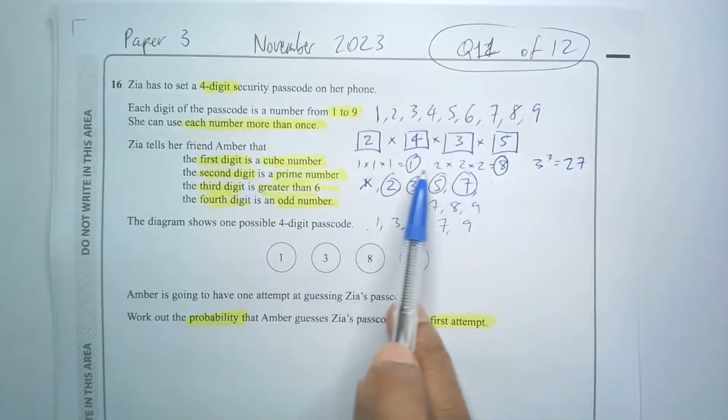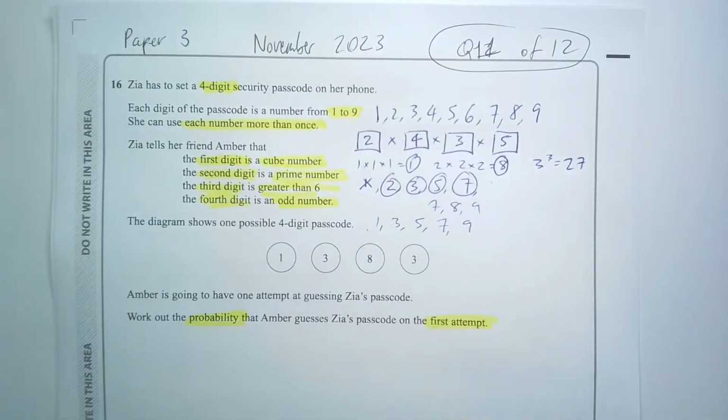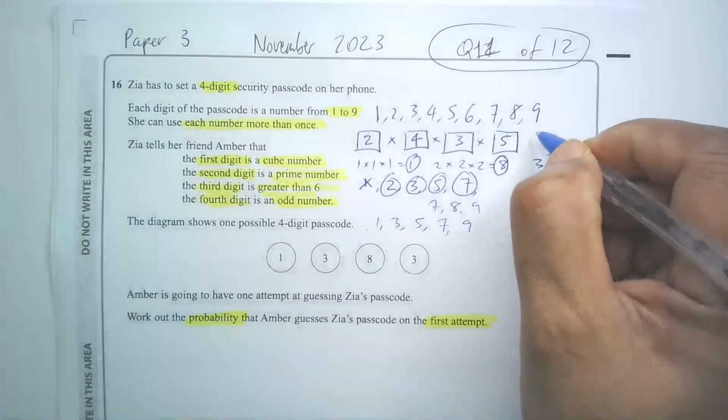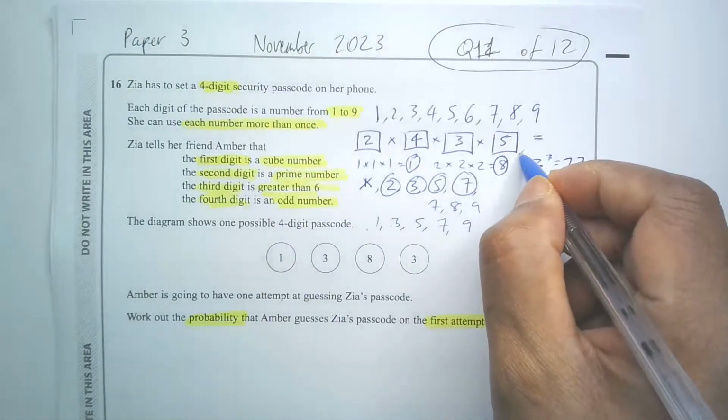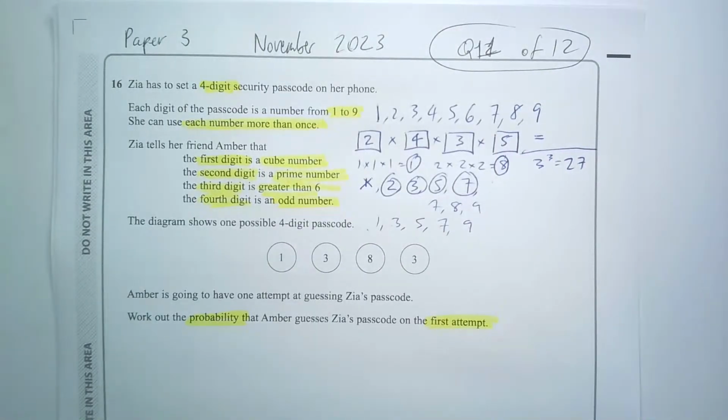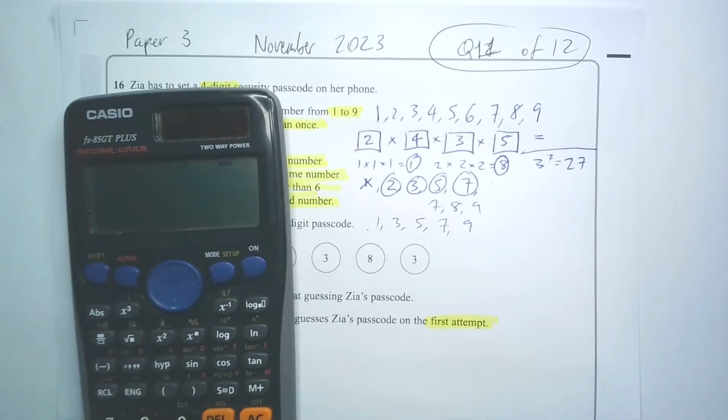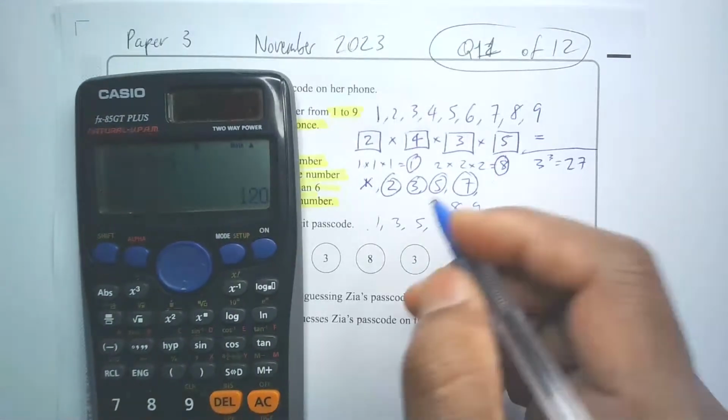So that is my possible digits. So what's my total number of combinations there? I can put this into my calculator. I've got 2 times 4 times 3 times 5. That gives me 120.